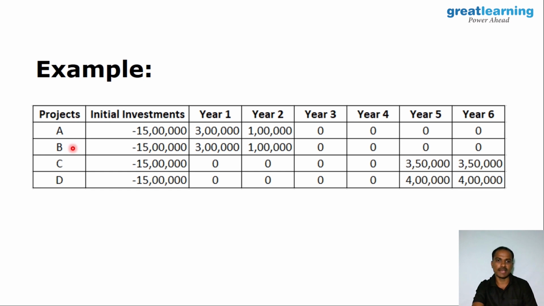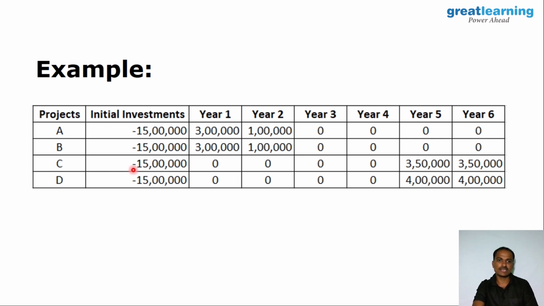Now, project B. Project B also requires an initial investment of 15 lakhs. Same thing. Project B also generates 3 lakh in the first year. In year 2, it's 1 lakh, and from there onwards, there is no cash flow.